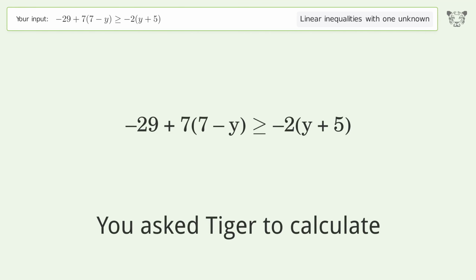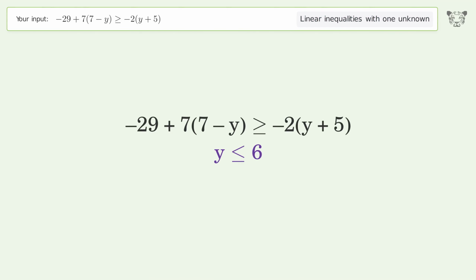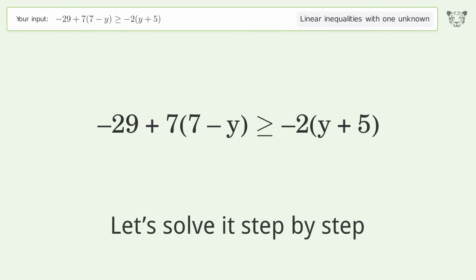You ask Tiger to calculate. This deals with linear inequalities with one unknown. The final result is y equal or smaller than 6. Let's solve it step by step.